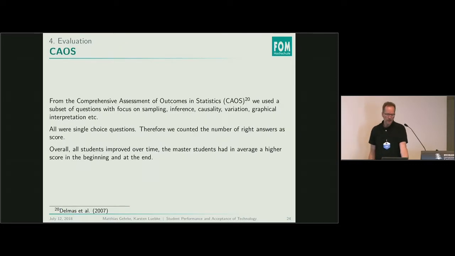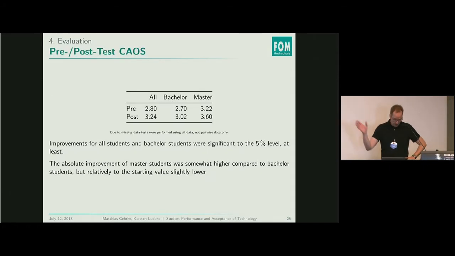Second part of the evaluation was regarding the outcome in statistics. They were all single choice questions regarding several things, okay, inference, causality, and so on. And we just counted all numbers together in one score. And luckily here all students improved over time. In average they had a higher score at the end. Here you see the detailed numbers for Bachelor and Master students.